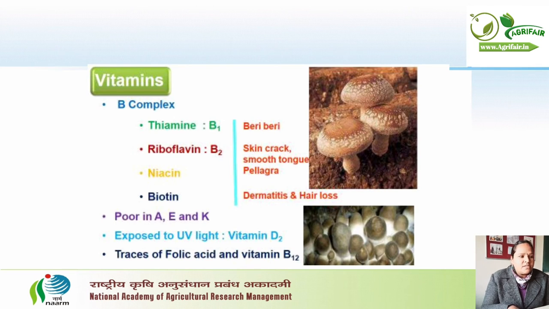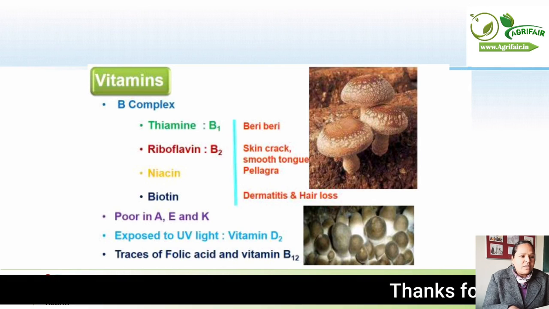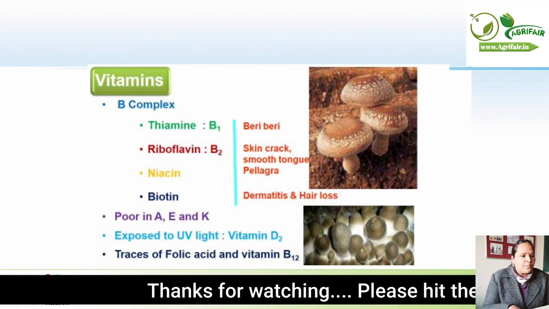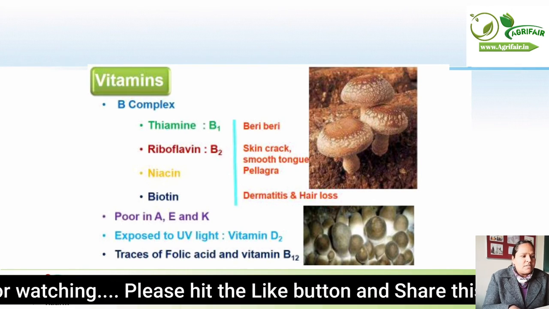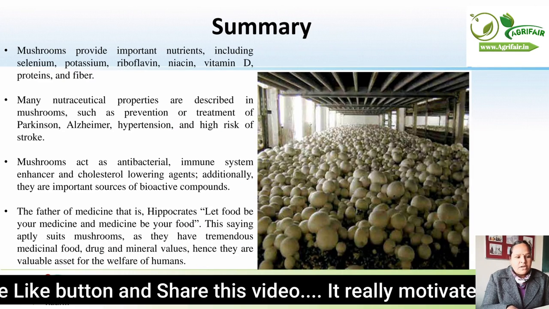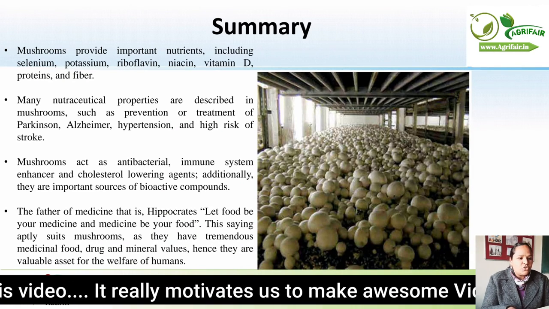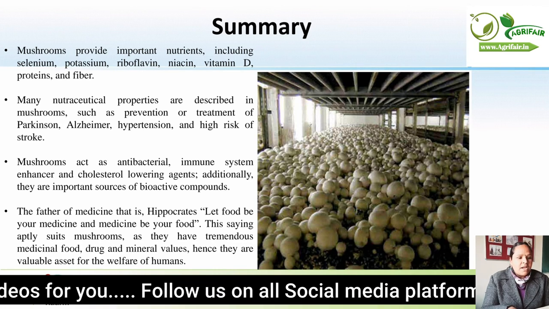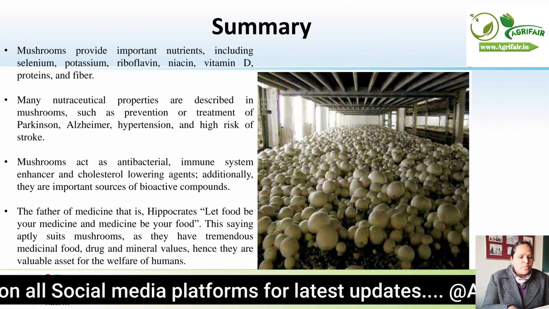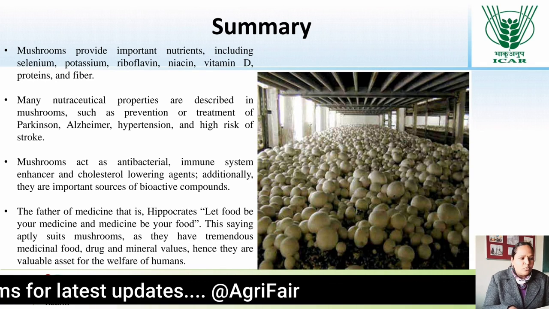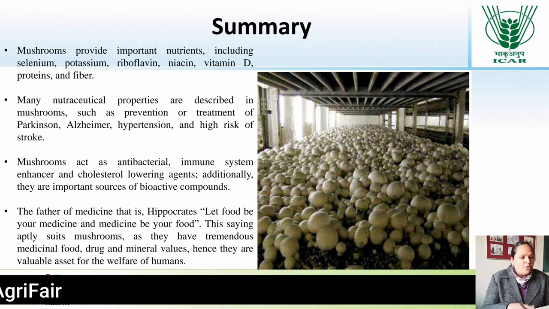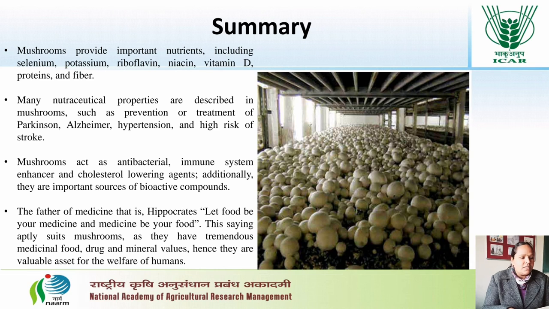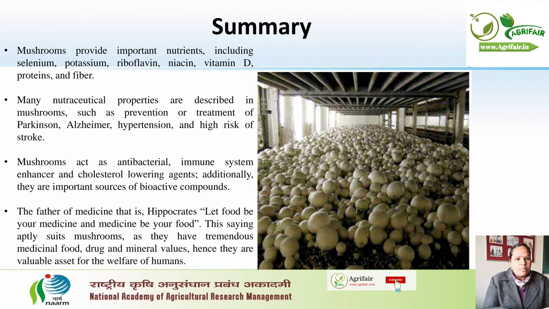Now at the end, I summarize that mushrooms provide important nutrients including selenium, potassium, riboflavin, niacin and other vitamins. Many nutritional properties are described in mushrooms, such as prevention or treatment of Parkinson's, Alzheimer's, hypertension and high risk of strokes. Mushrooms act as an antibacterial, immune system enhancer and cholesterol lowering agent. Additionally, they are an important source of bioactive compounds.